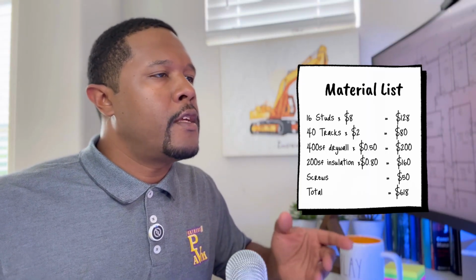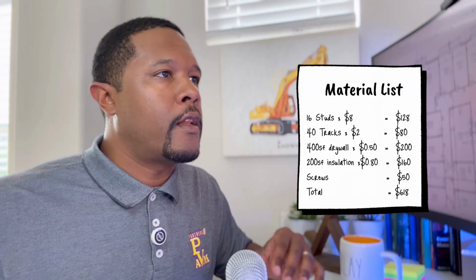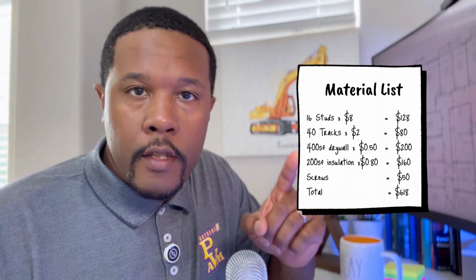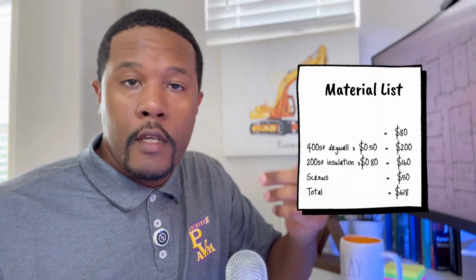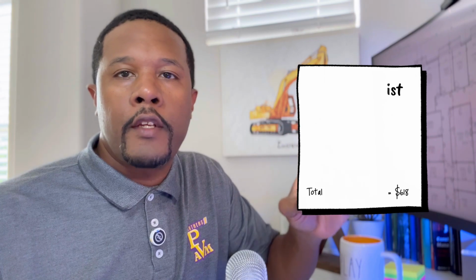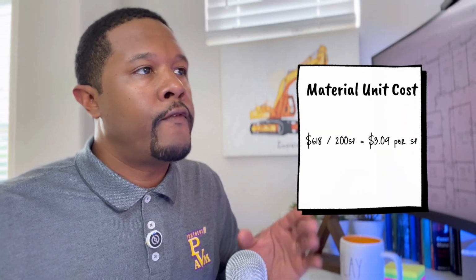And for miscellaneous screws and stuff like that, let's just call it $50. So this puts our total to $618 for that wall section. So we take the $618, we want to divide that by the square footage we're applying it to. Then we would get what's called a unit cost, but this is for material only. So our unit cost for material only is $3.09 per square foot.